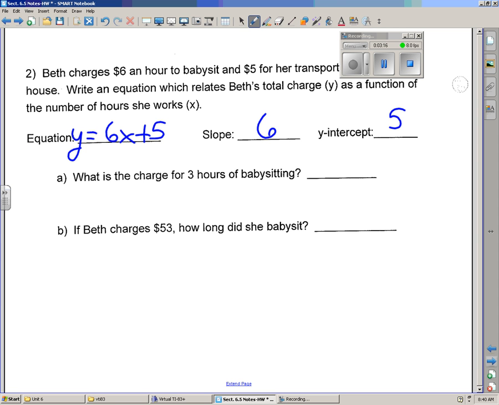What's the charge for 3 hours of babysitting? Well, the equation is y equals 6x plus 5. x is the number of hours, which is 3. And then what you come out to get here is y is going to be $23.